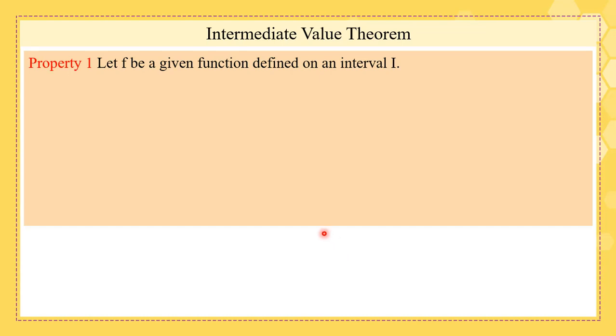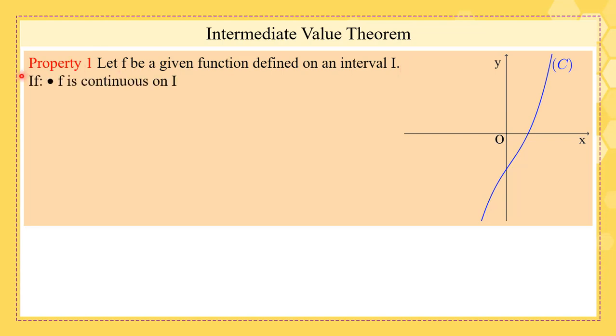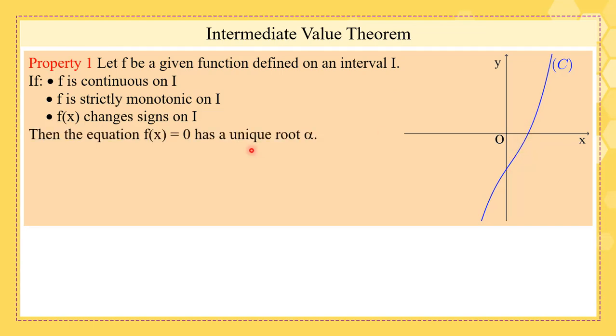Let's see the property. F is a given function which is defined on an interval I. If f is continuous on I, f is strictly monotonic on I, and f of x changes signs on I, then we can say that the equation f of x equals 0 has a unique root, alpha. Now this specific point would be alpha.